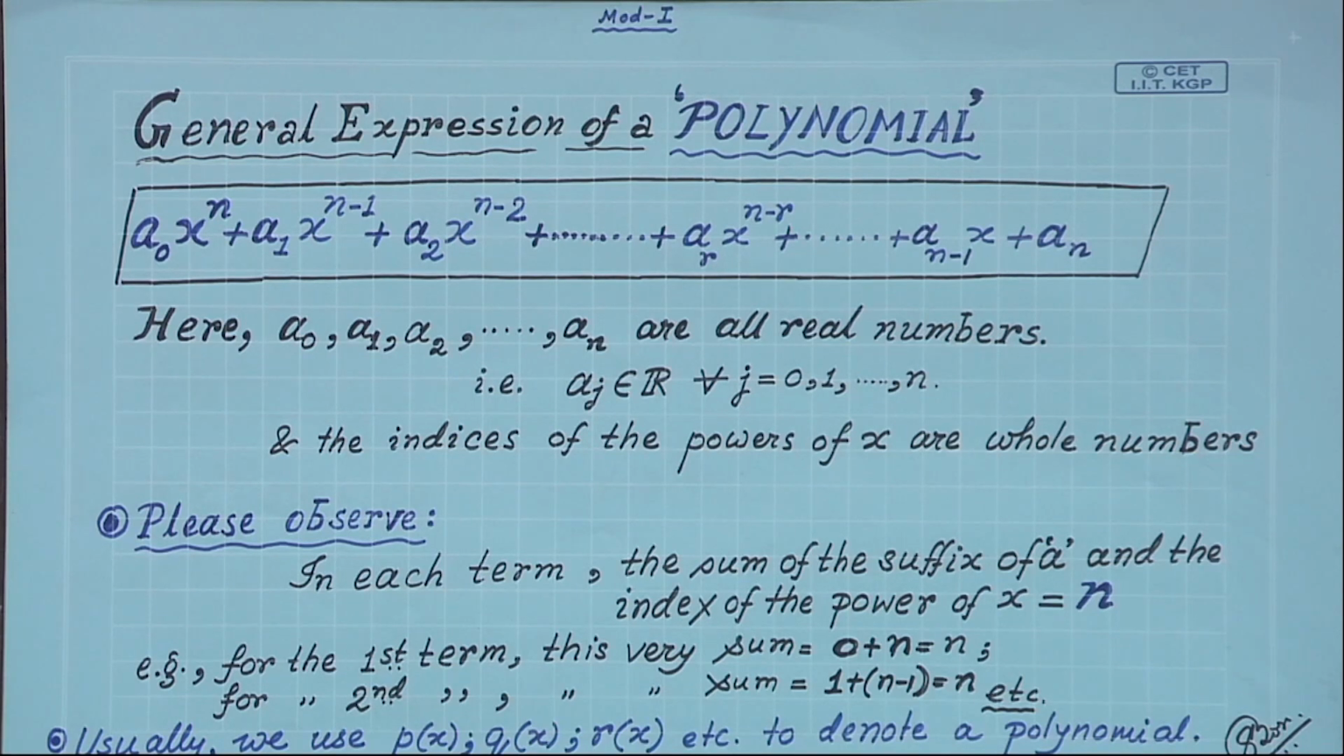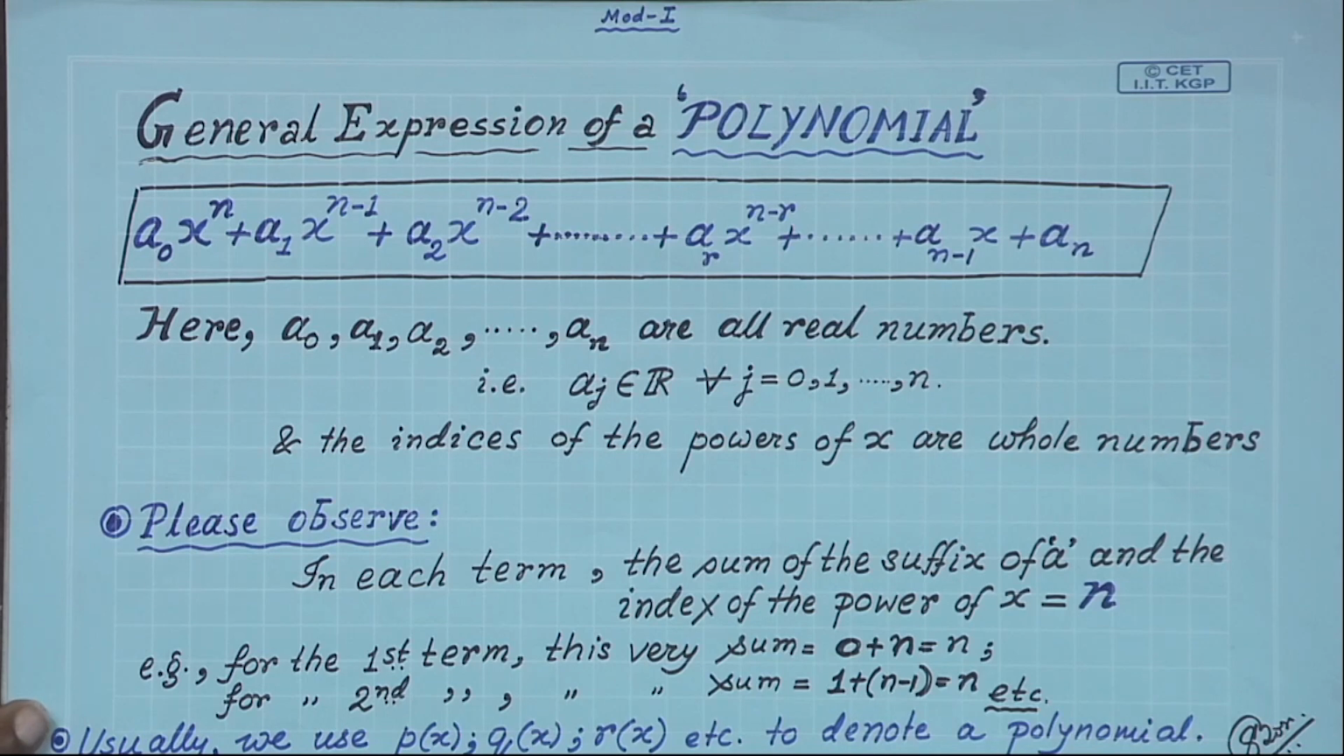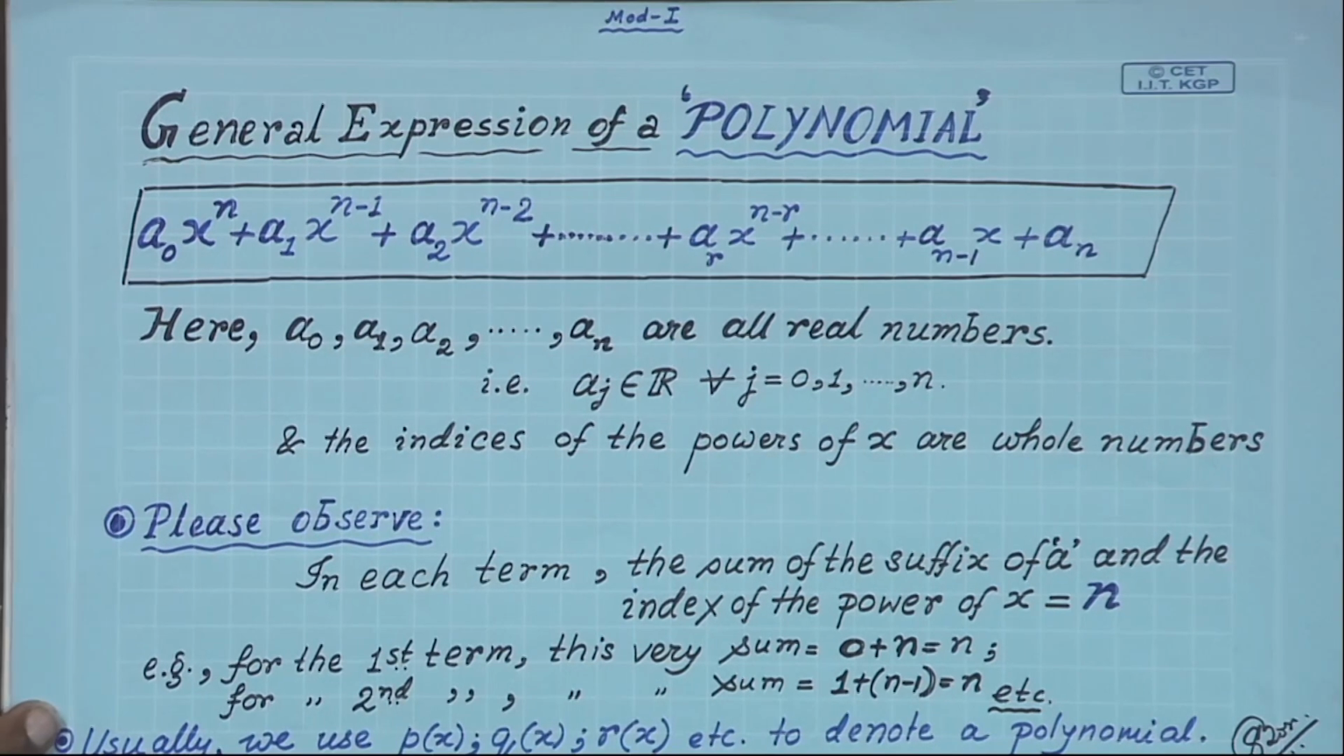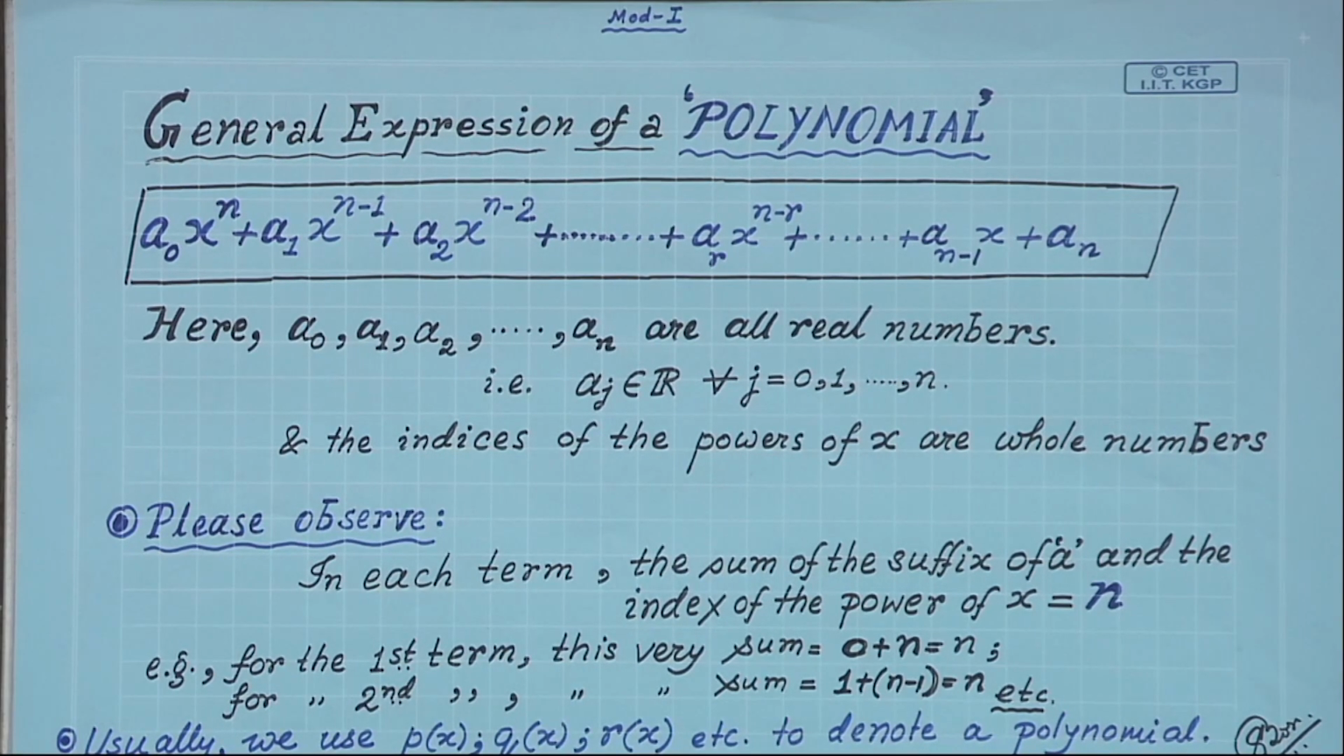Now, please observe a thing. For the first term a0, here 0 is called the suffix of a, and for the second term 1 is called the suffix of a, and so on. For the first term the sum of the suffix of a, which is 0, and the index of the power, which is n, is 0 plus n, that is n. For the second term the suffix of a is 1 and the index of the power is n minus 1, and the sum is n. Please check it for the other terms.